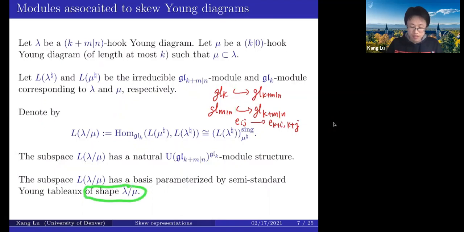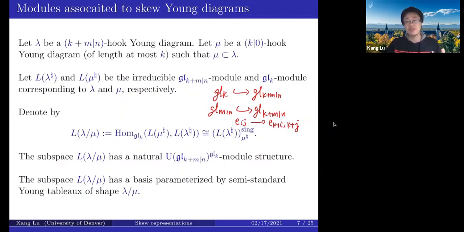It has a basis of the following shape, because you fix the GL_k action. Basically, it means you fix the way you are going to insert the numbers in the sub-Young diagram mu, because you have to make sure this is the highest weight. So you can only put one in the first row of this mu and two in the second row and so on, just that way. So you don't have freedom for this sub-Young diagram mu.